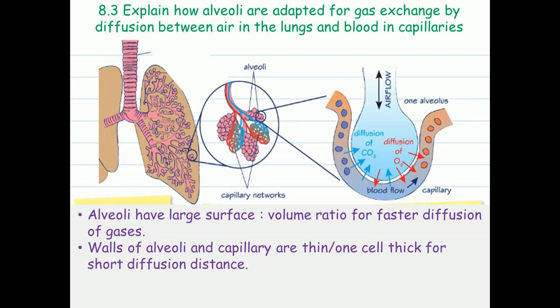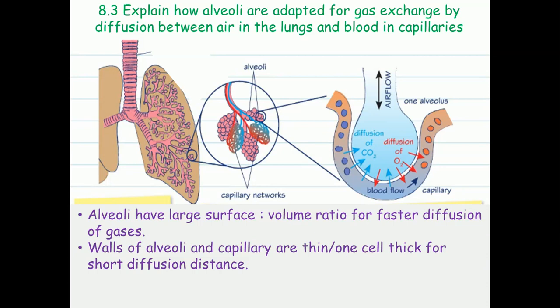And then obviously you can see that the walls of the alveoli and capillary are thin, and usually they're 1 cell thick for short diffusion distance. So the diffusion of oxygen from the alveoli to the capillary, or vice versa for carbon dioxide, is a very short distance, so it happens very quickly.